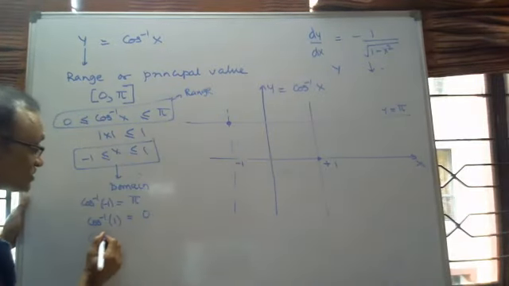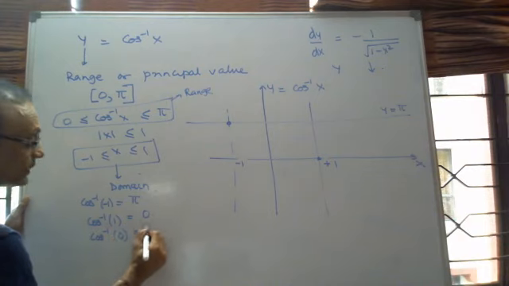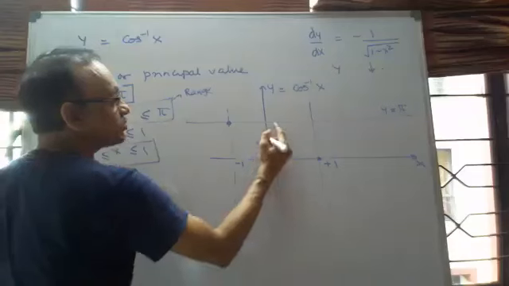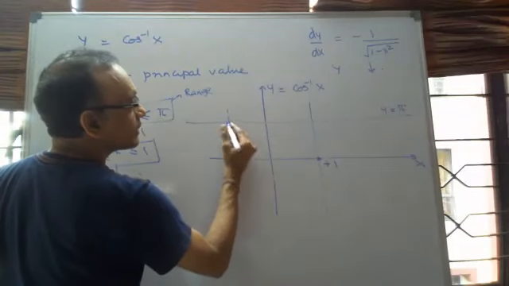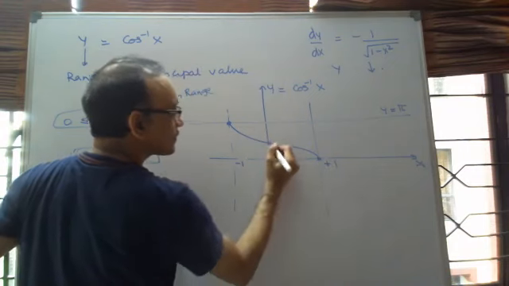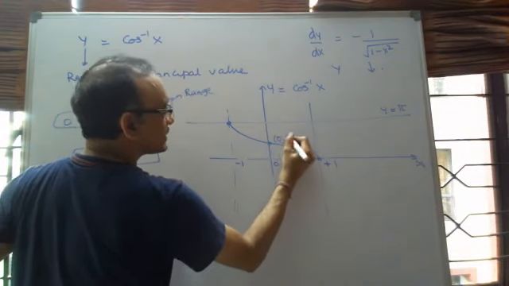What is cos inverse 0? Pi by 2. Why? Because cos 90 is 0. So when x is 0, y is pi by 2. फिर ये decrease करना है.